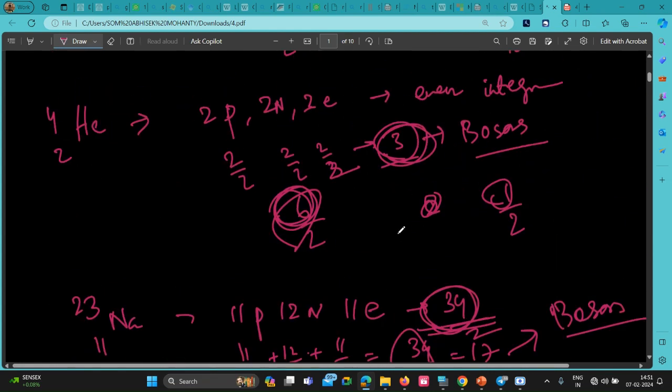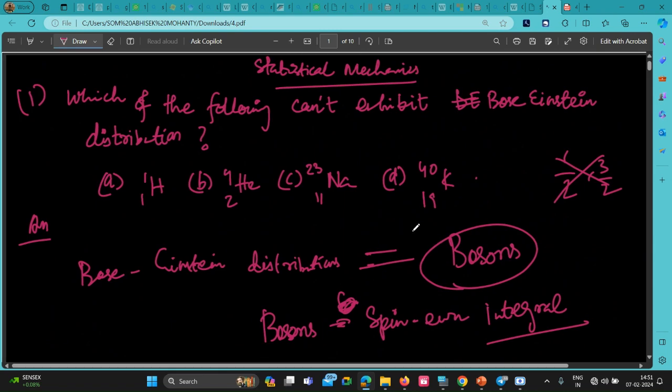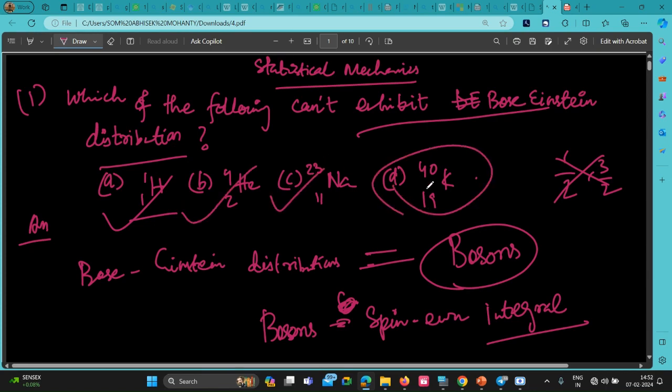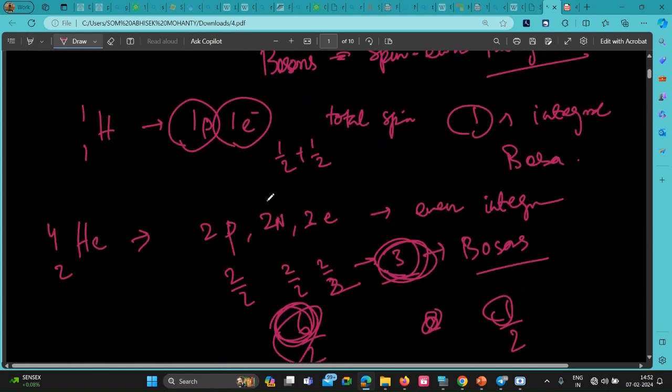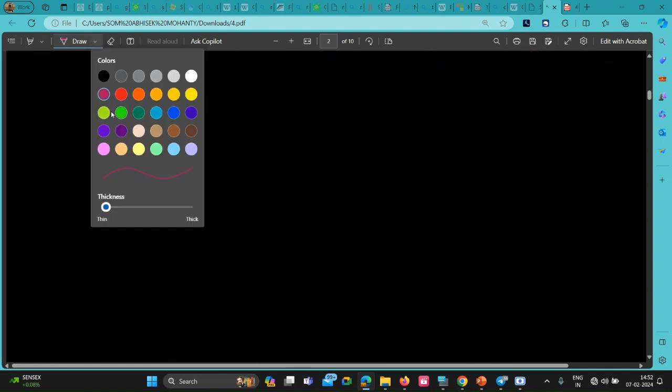Is that alright? So the one that cannot exhibit Bose-Einstein distribution is this one. This one is a boson, this one is a boson, this one is a boson, but this is not. Okay. Next question.